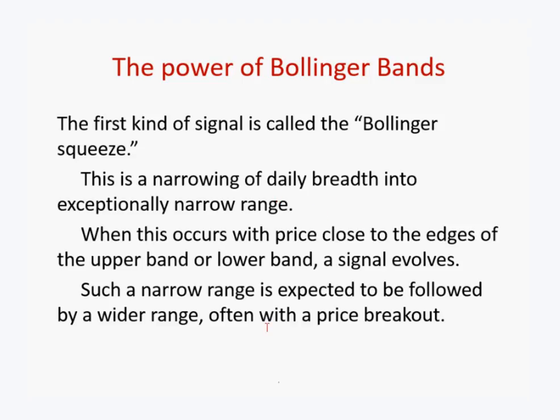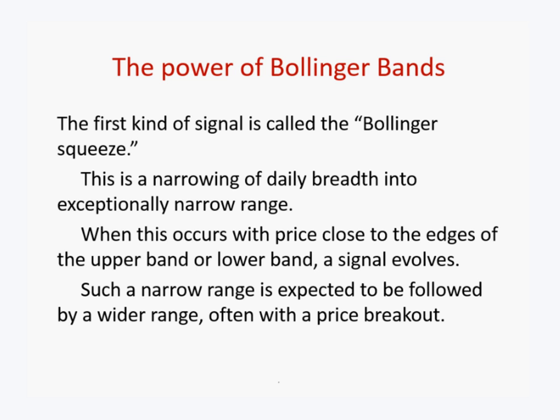So the first indicator that is probably one of the strongest that you're going to see, especially within a sideways move, is called the Bollinger Squeeze. This occurs when the breadth of trading on a daily basis becomes more and more narrow, and especially as the price moves to the edges of either the upper band or lower band. And what you expect to see after you see a Bollinger Squeeze is a widening of the bands, meaning greater volatility, and that often leads to a price breakout.